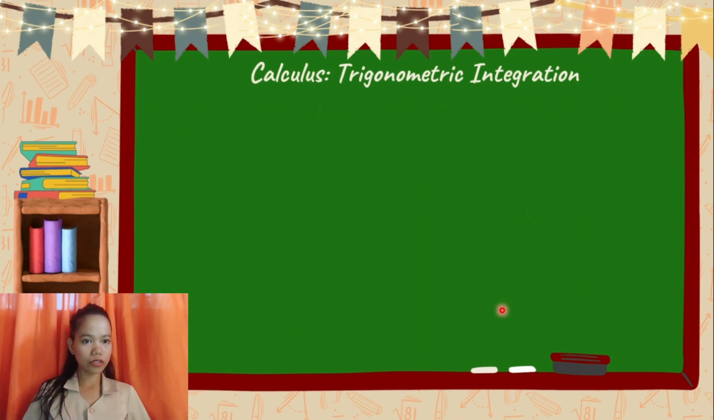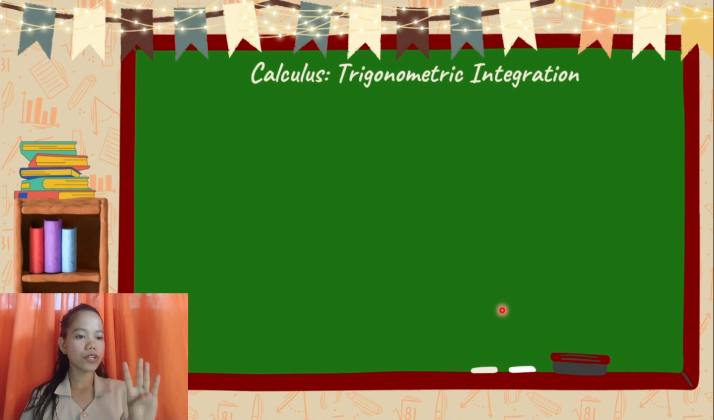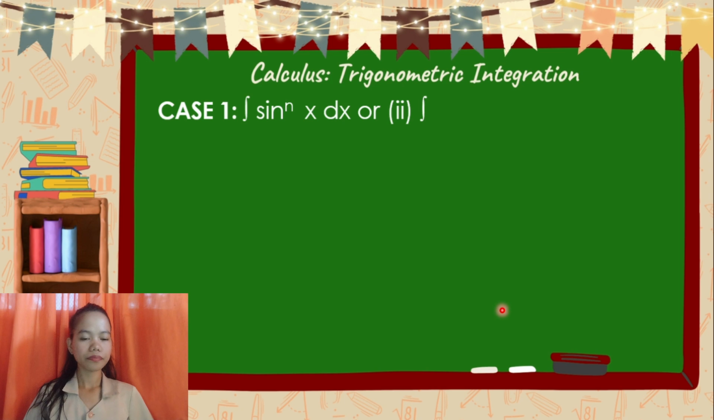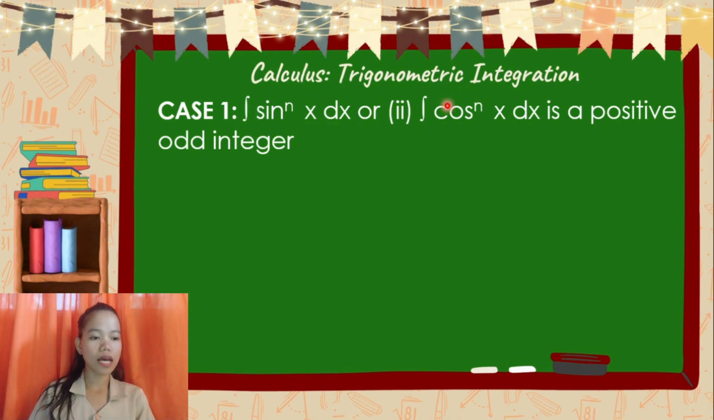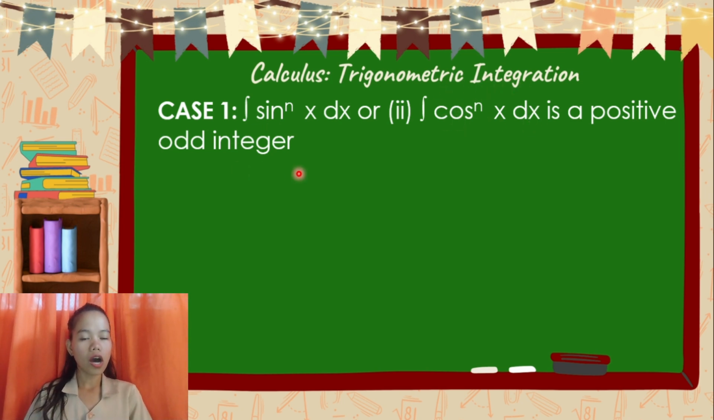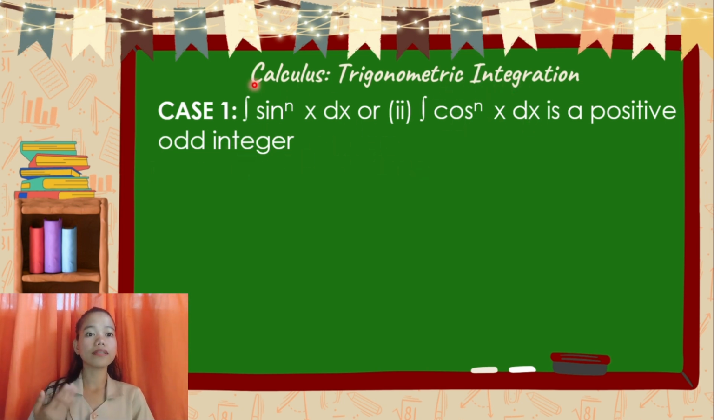For today, we're going to discuss 4 cases of trigonometric integration. For case 1, we have the integral of sine raised to the power of n of x dx, or the integral of cosine raised to the power of n of x dx, where n is a positive odd integer. Both sine and cosine must have a positive odd integer power for us to apply the case 1 rule.